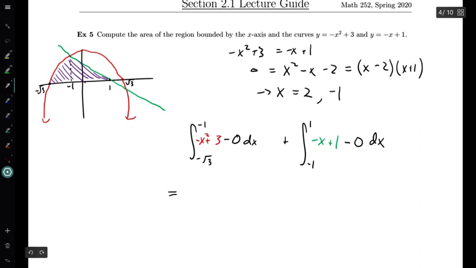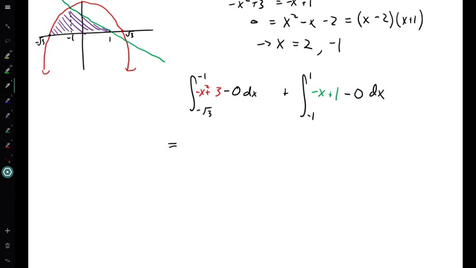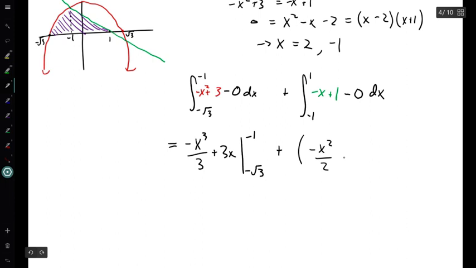So in fact, this is equal to, let's see, the integral of minus x squared plus 3 is going to be minus x cubed over 3 plus 3x, evaluating from minus root 3 to minus 1. Now I'm also adding to this the integral of minus x plus 1, which is minus x squared over 2 plus x, and I want to evaluate this from minus 1 to 1.